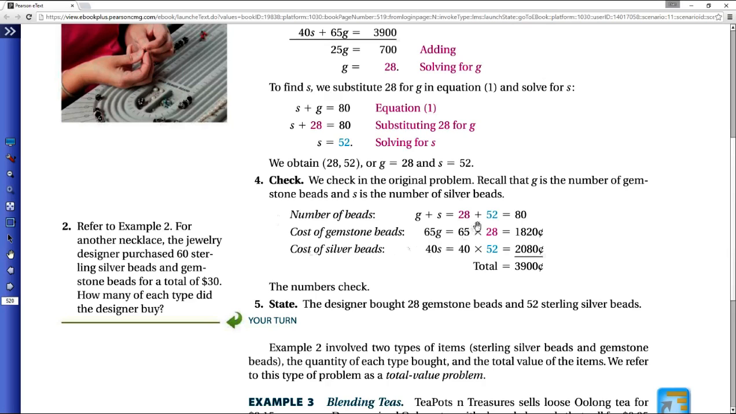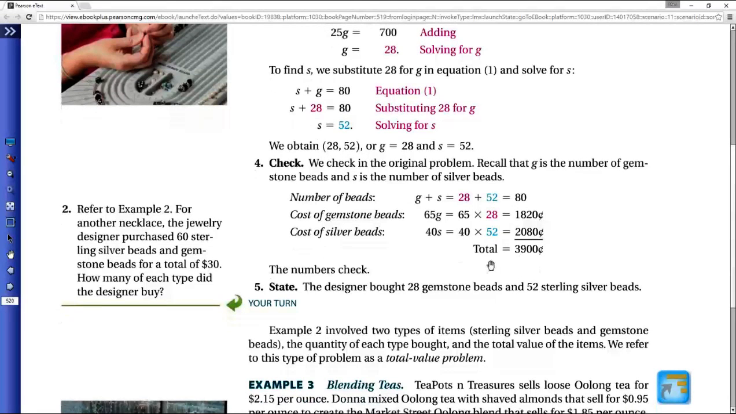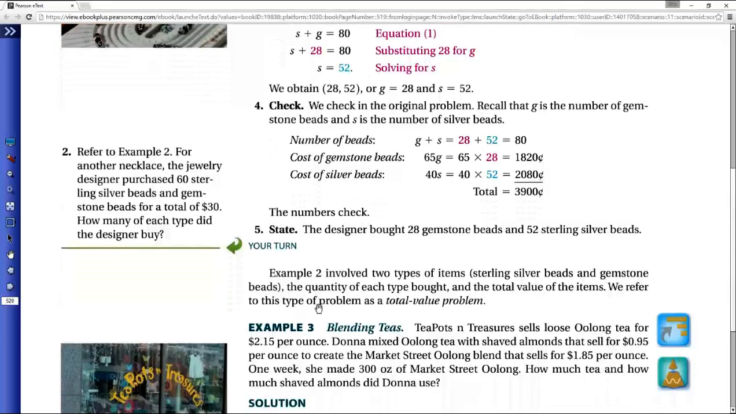If you check these, you put those values back in, and you get the first equation right, which adds up to 80, and that's true. And if I put this in for the other equation, they broke it out here. The 65G would be 65 times 28 gemstone beads and 40 times 52 silver beads. Well, I get a price for each one of those, and if I add those together, that's my total price of 3,900 cents, or $39. So the numbers check, okay?